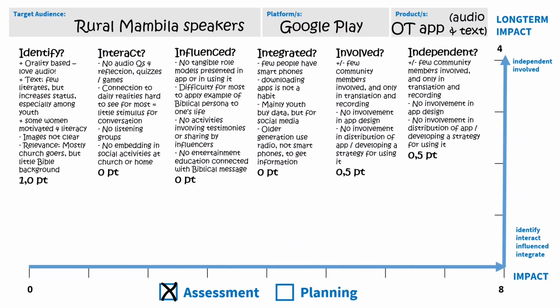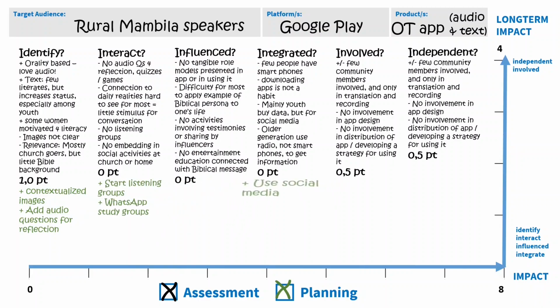Here you see an example of the activities in terms of planning for the future so that the app can create more impact. The team chose more contextualized images in the app to improve the appeal of its content. They also added questions for reflection to the app in audio format and started listening groups to create social interaction around it, as well as WhatsApp groups for busy youth led by young Christian influencers.